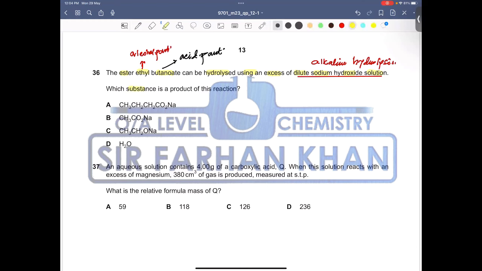Now the question is, which substance is a product of this reaction? Ethyl butanoate: butanoate is CH3CH2CH2CO, and the alcohol part is OCH2CH3. When you hydrolyze it, the ester bond will break, and you will get acid and alcohol, ethanol and butanoic acid.